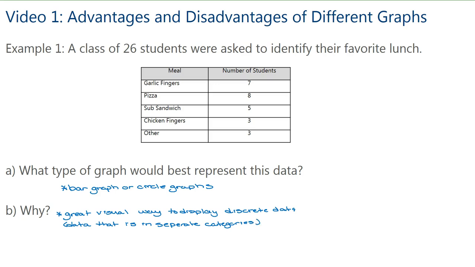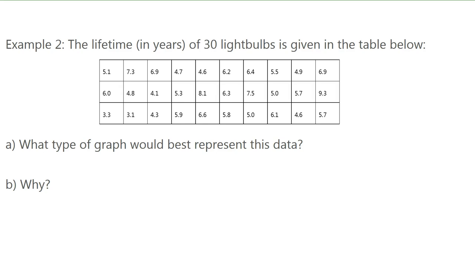So in general, for discrete data, you would use either a bar graph or a circle graph. And for continuous data, you would use either a line graph or a histogram. So let's look at example 2.